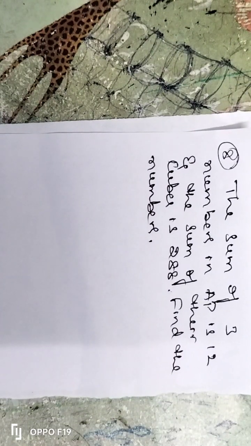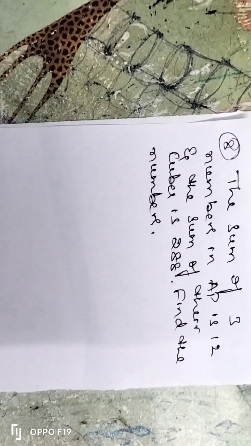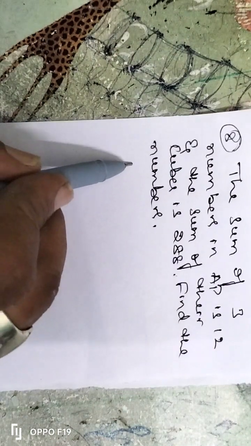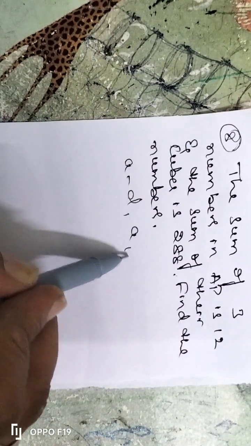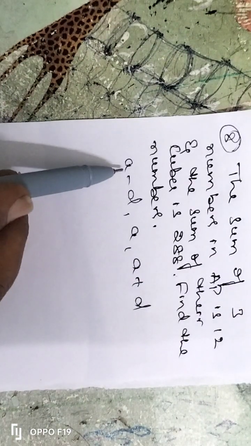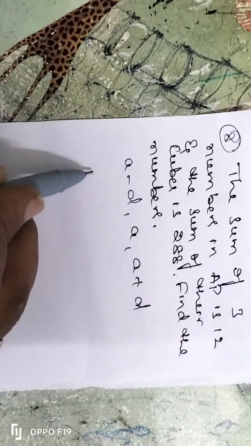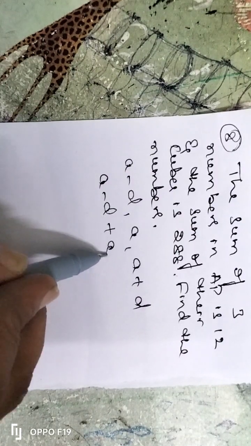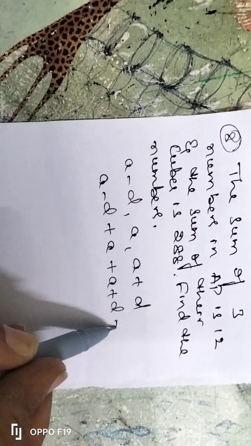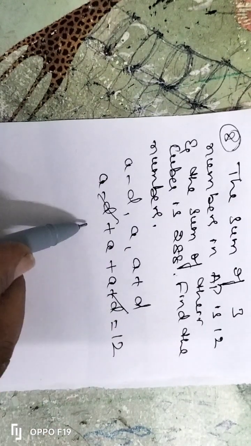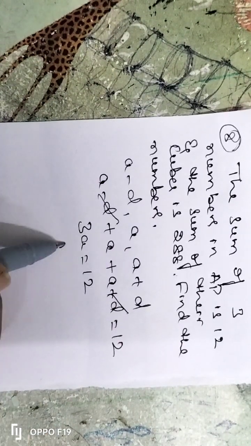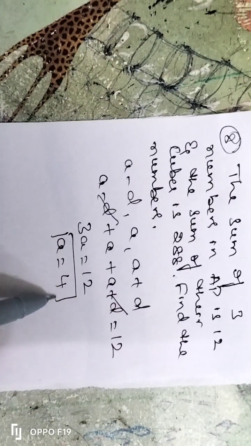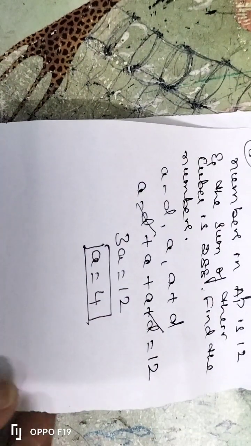Now let us move to the 8th question. The 8th question is like this. The sum of three numbers in AP is 12 and the sum of their cubes is 288. Find the numbers. Let the numbers be a minus d, a, a plus d. So now if I add these three, it is equal to 12. a minus d plus a plus d is equal to 12, plus d minus d cancel, 3a is equal to 12, a is equal to 4. So we got a is equal to 4.